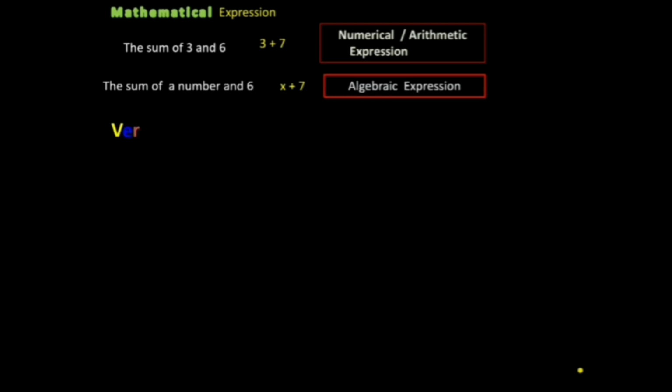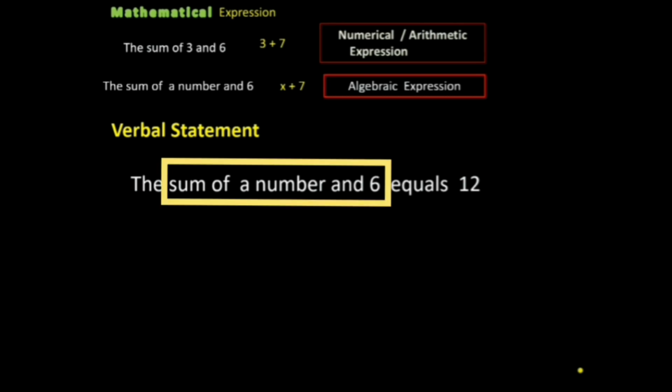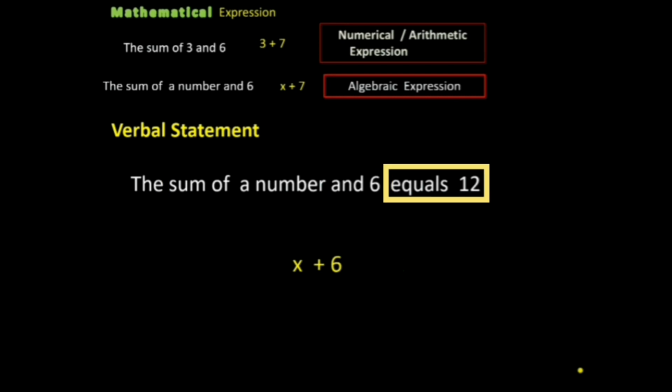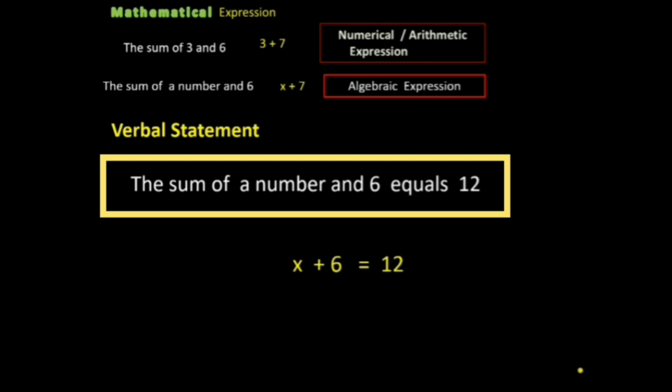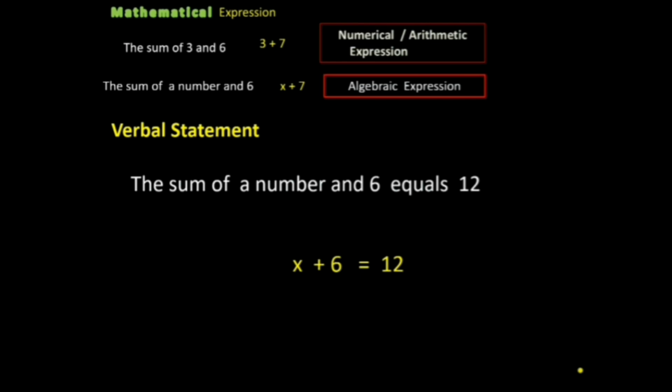Let me modify this phrase a little bit. The sum of a number and 6 equals 12. Let's break this phrase into two parts. Sum of the number and 6 can be written as x plus 6, and equals 12 can be written as equal to 12. We wrote this phrase as x plus 6 is equal to 12. Is this an expression? No. This is an equation since it has an equal to sign.